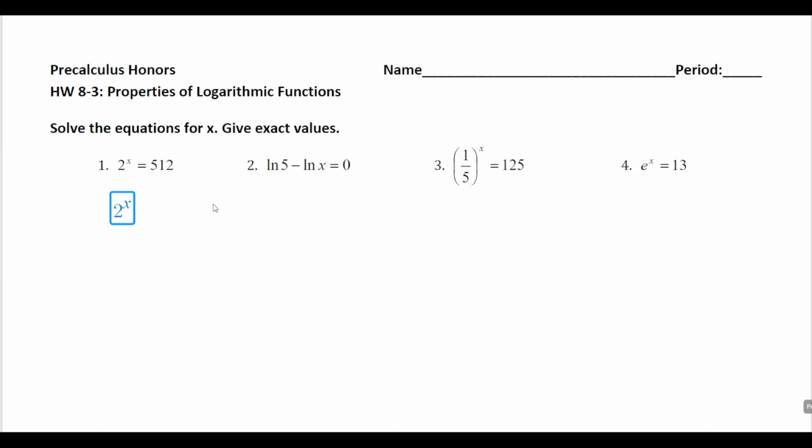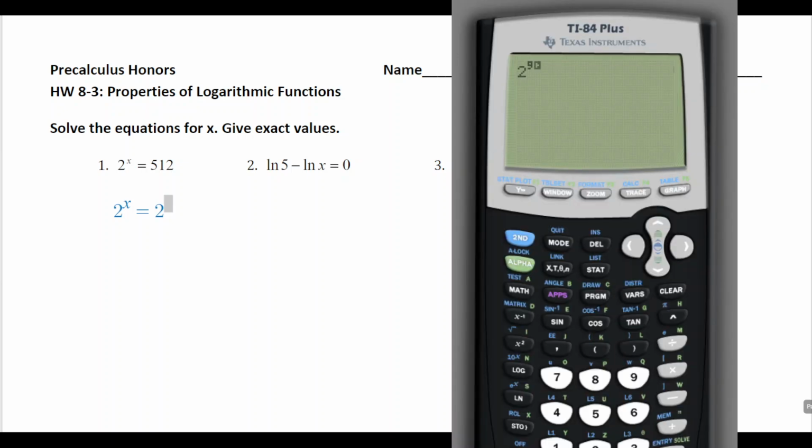So 2 to the x is just 2 to the x. And 512 is equal to 2 to the, let's see, 2, 4, 8, 16, 32, 64, 128, 256. So I believe that's to the 9th power. I'm going to double check that. Okay, it is to the 9th. Good. So we can rewrite this as 2 to the 9th.